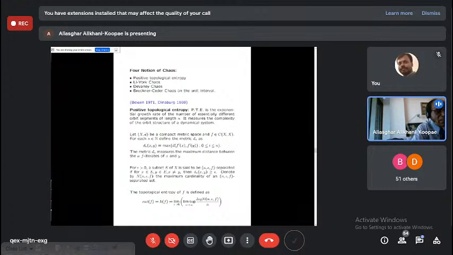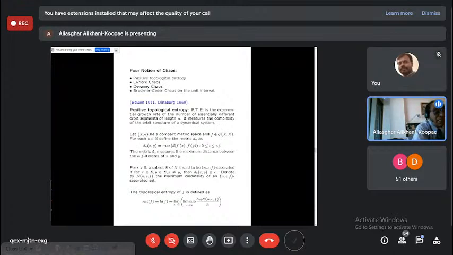For the positive topological entropy, let (X, d) be a compact metric space, and f be in C(X, X). For each n in N, we define dn(x, y) as the maximum distance between the iterates f^i(x) and f^i(y), where i is between 0 and n. For any epsilon positive, a subset E of X is said to be (n, epsilon, f)-separated if for x and y in E, when x and y are not equal, dn(x, y) is greater than or equal to epsilon. The maximum cardinality of such a set we denote by N(n, epsilon, f).